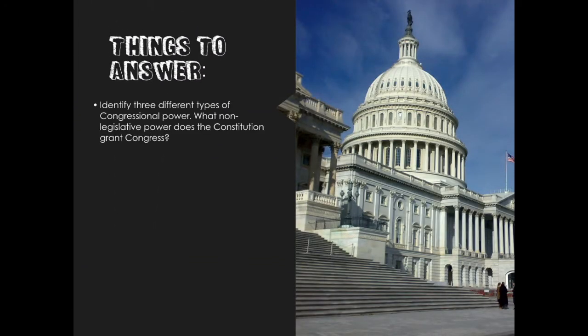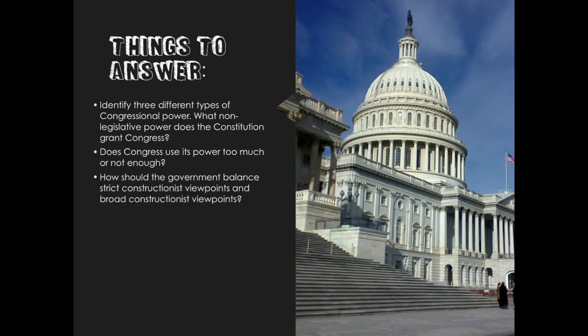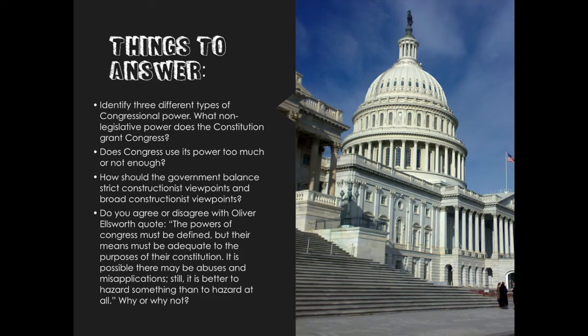I have a few things I'd like you to think about. I want you to identify 3 different types of congressional power and a few non-legislative powers. Does Congress use its power too much or not enough? And how should the government balance strict constructionist viewpoints and broad constructionist viewpoints? Lastly, do you agree or disagree with Oliver Ellsworth's quote? I'd love to hear from you.